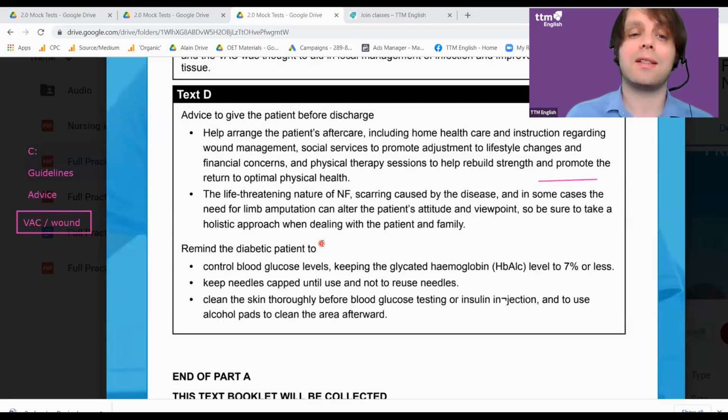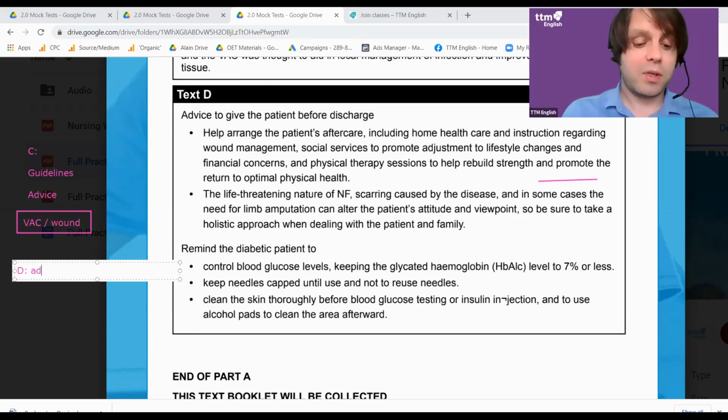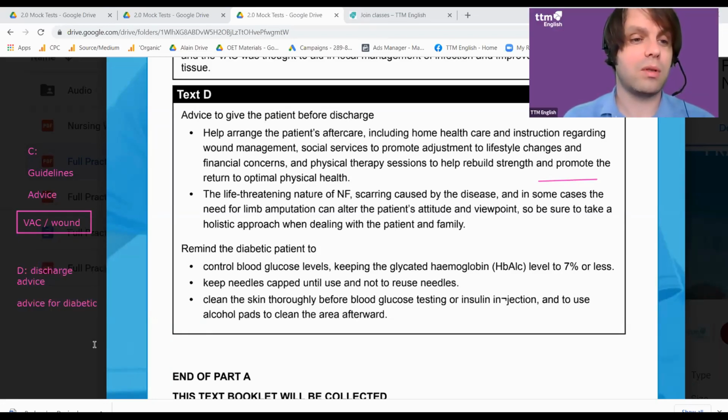Okay, this one, D, easy. Advice. So I could write down advice, but why don't I be a bit more specific? It seems like there's two types here, right? There's advice for before discharge, and there's also advice for a regular patient and a diabetic patient. Advice for diabetic. Yeah, there we go. So it's getting quite fast now. I like that. I had one more lined up. Just give me one second because it's closed down. This one should be test 1.